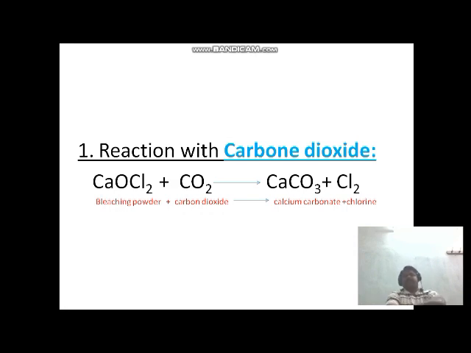This is the first chemical property: reaction with carbon dioxide. Bleaching powder reacts with carbon dioxide to give calcium carbonate plus chlorine gas. So by using this process, we can again prepare chlorine gas. One more important, indirect question: by using which chemicals can we prepare chlorine gas? Bleaching powder and carbon dioxide. By using bleaching powder and carbon dioxide, we can prepare chlorine gas.